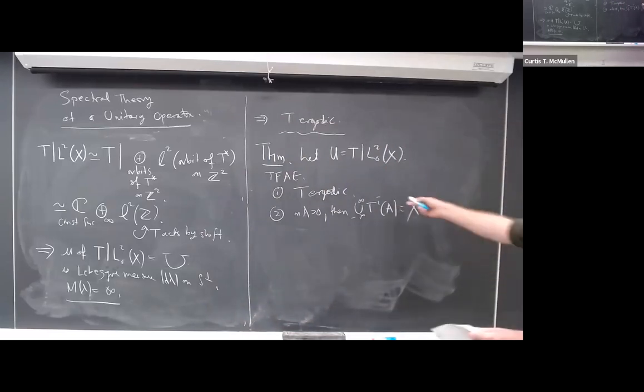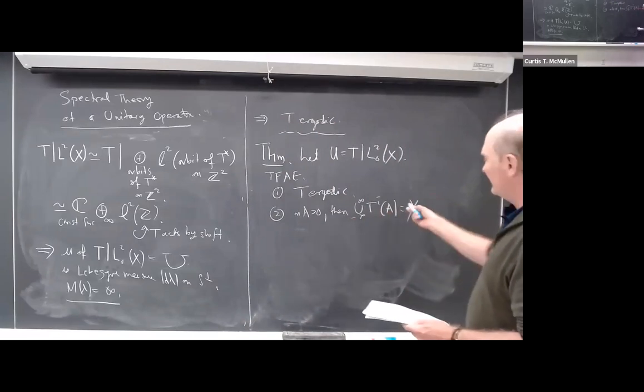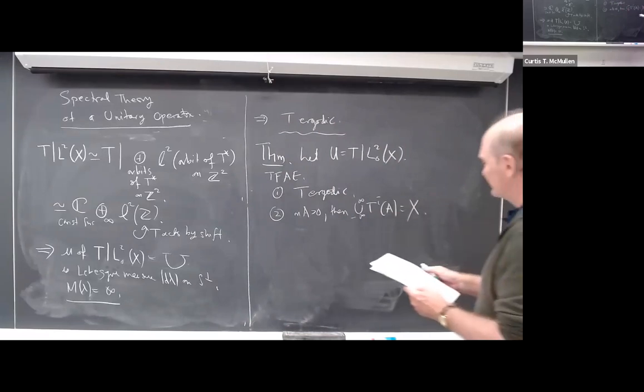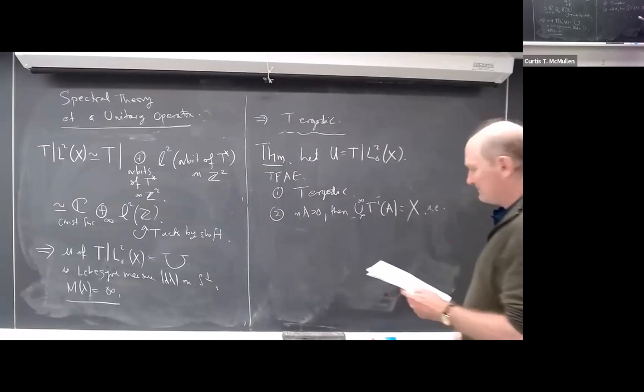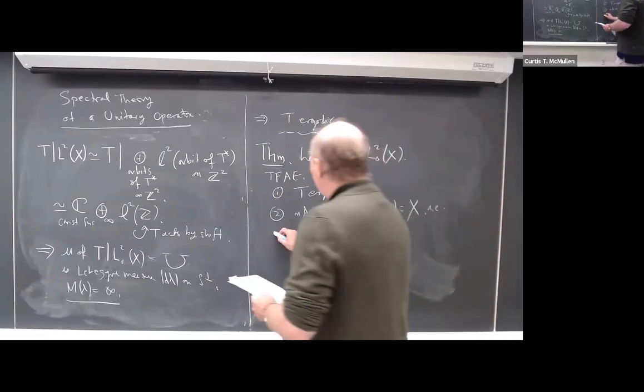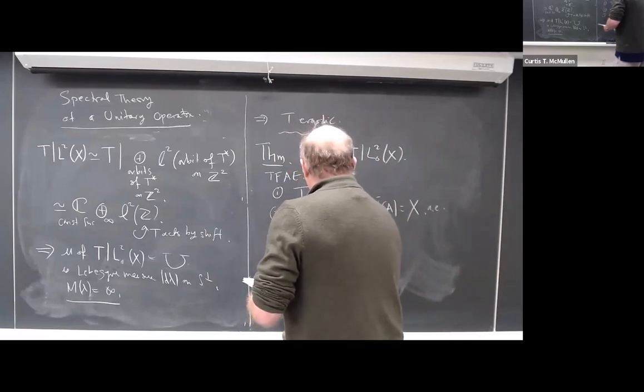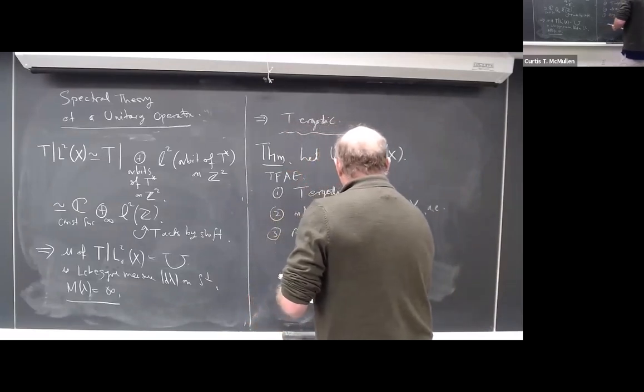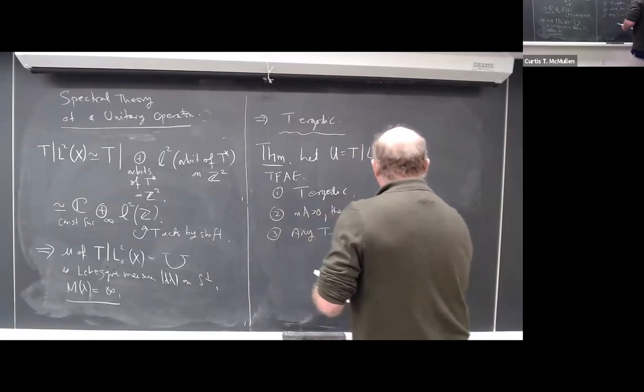That's equivalent, of course, to saying there's no non-trivial invariant set of positive measure. If there were, its union wouldn't spread out and cover all of X. So I should say A equals B up to a set of measure 0. The third version is that any T invariant function on X is constant almost everywhere.